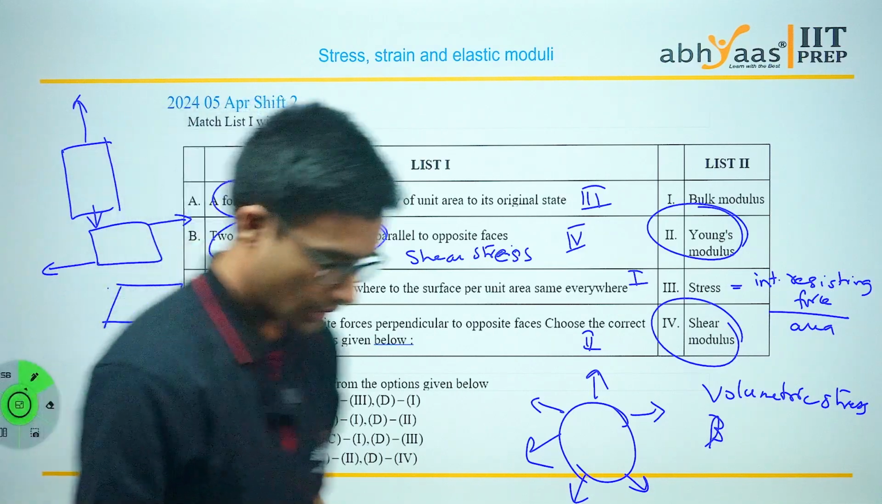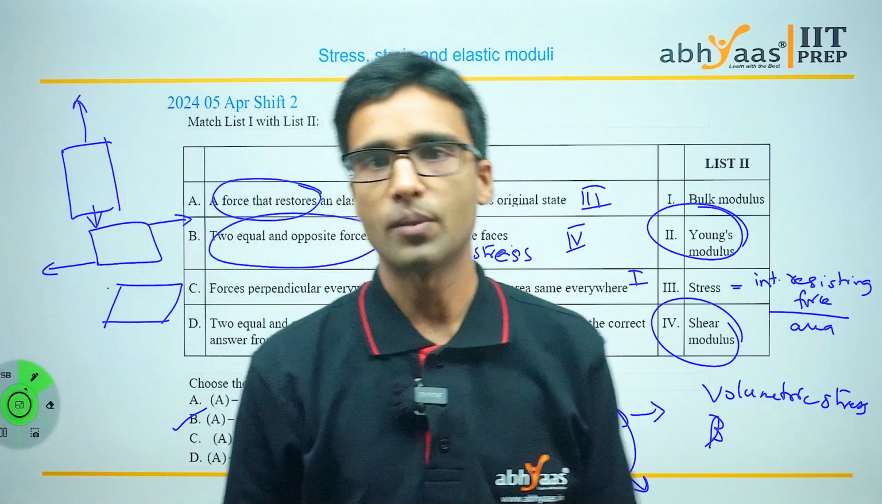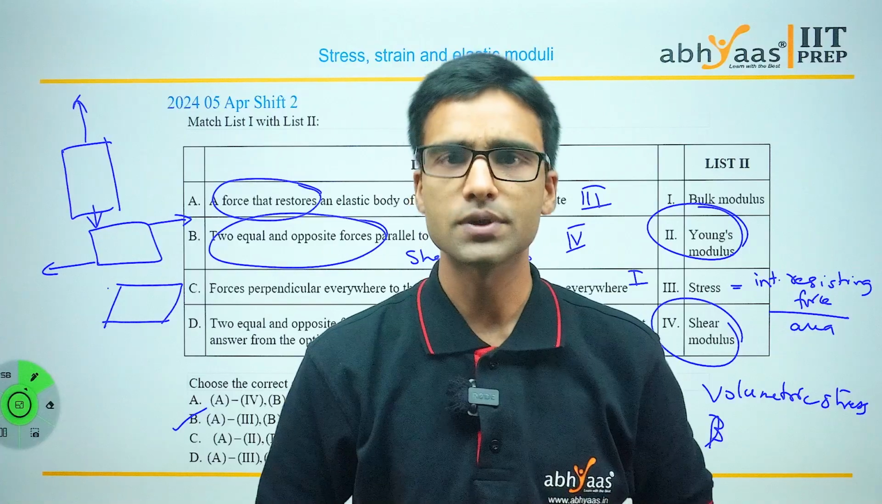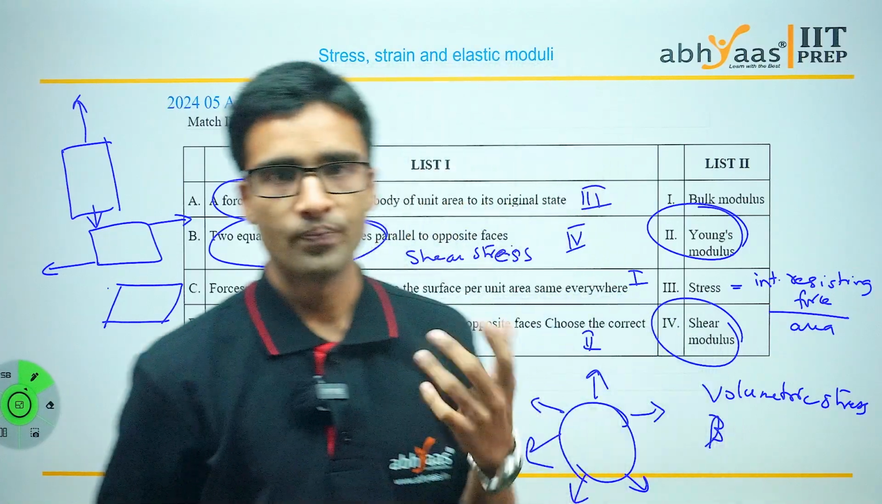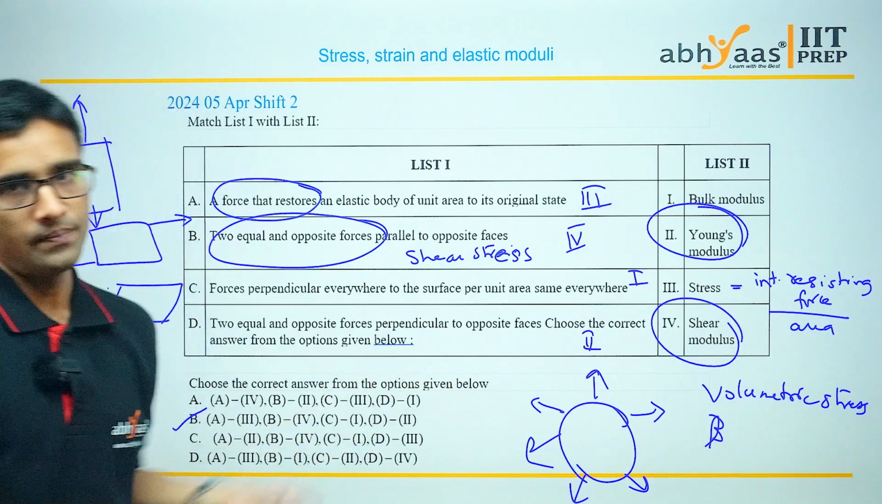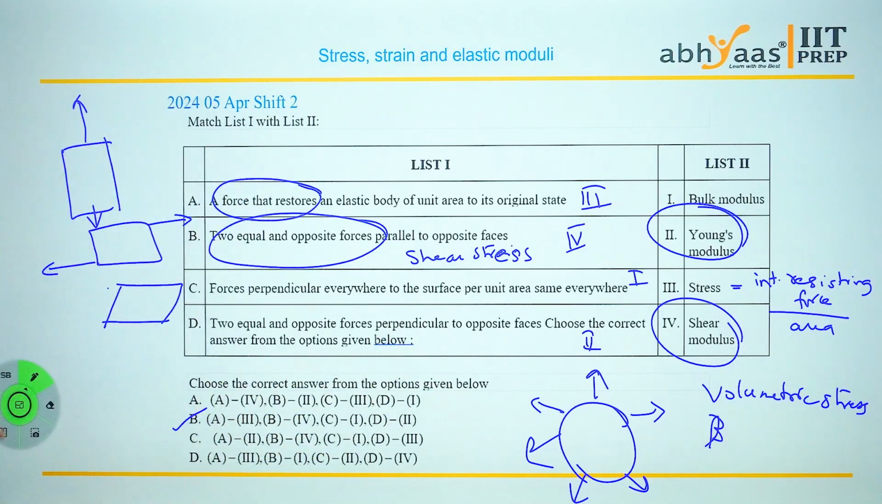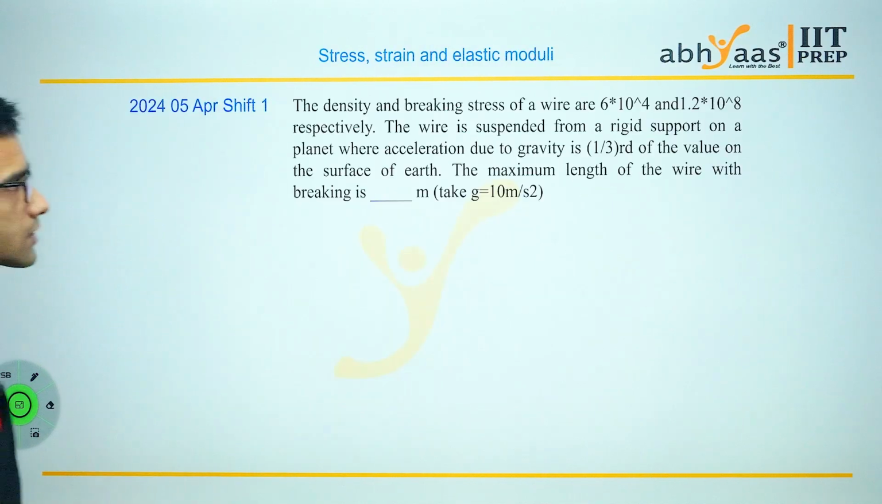So if you know theoretically, then only you can solve the problems. Sometimes you are getting direct theoretical bits in some shifts. So a simple question, you got the 4 marks very easily. Now going to the next question.